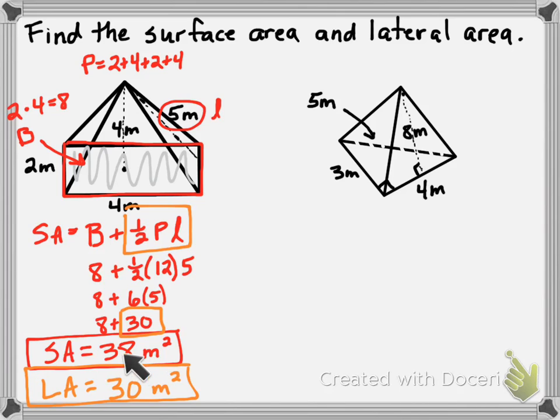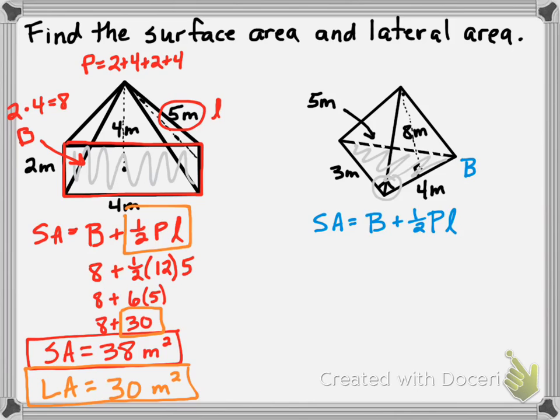So I have the surface area and lateral area for this pyramid. Alright, now for the next pyramid. I have the same formula: area of the base plus 1/2 perimeter times slant height. Okay, the triangle on bottom is my base, so I need to find the area of that base.